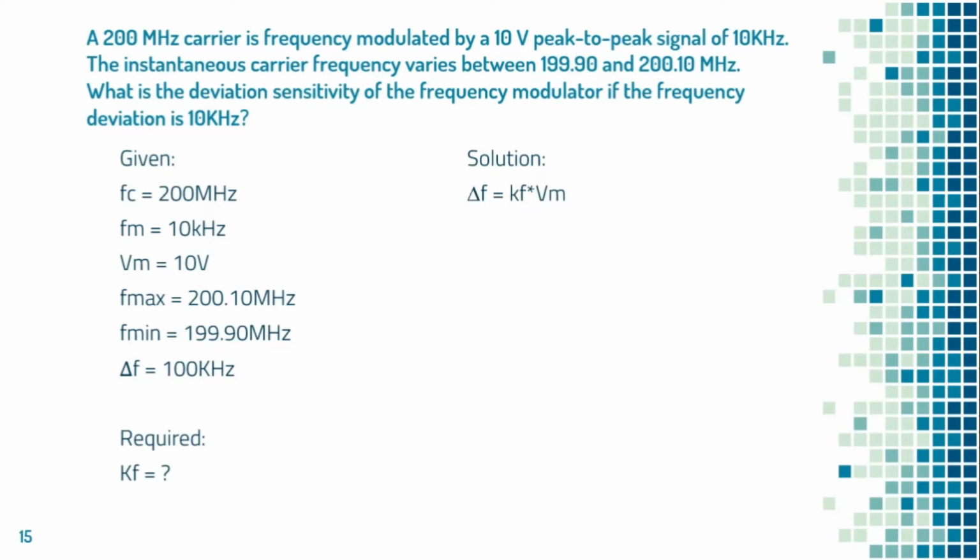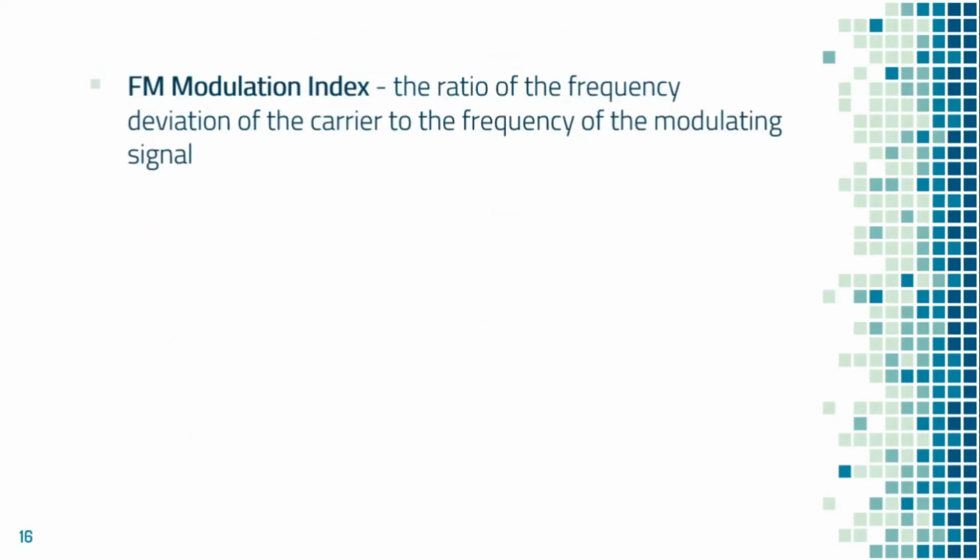So, given this formula of delta F is equals to Kf times Vm, pwede nating mahanap yung Kf by dividing both sides by Vm. So, yun, Kf is equals to delta F over Vm, and substituting gives us Kf of 100 kHz divided by 10 volts. That yields us a deviation sensitivity of 10 kHz per volt. So, ayun madalas yung unit ng deviation sensitivity, kilohertz per volt. Remember that. Let's proceed to the FM modulation index.